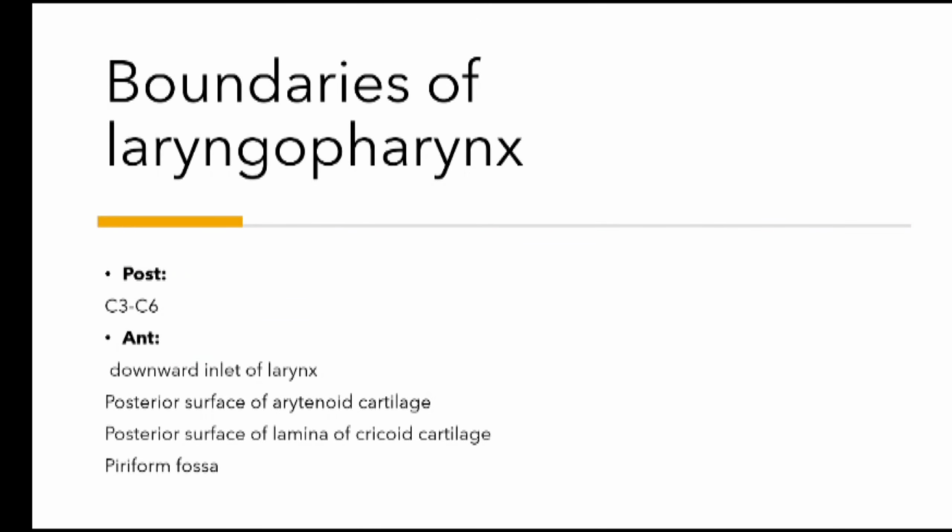The boundaries of the laryngopharynx are as follows. The posterior boundary is bounded by the C3 to C6 vertebrae, and the anterior boundaries are bounded by the downward inlet of the larynx, the posterior surface of the arytenoid cartilage, the posterior surface of the lamina of the cricoid cartilage, and the piriform fossa.